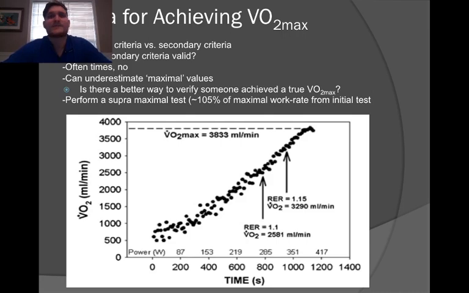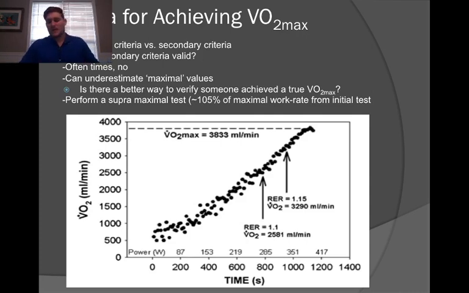And so the last one is also RPE of above 17. And so that's usually a Borg scale 6 to 20. So if the person's rate of perceived exertion is around a 17 out of 20, or above, it's going to mean that, yeah, they're starting to reach their maximum limit for what they can handle.